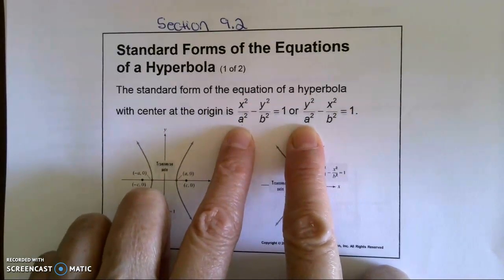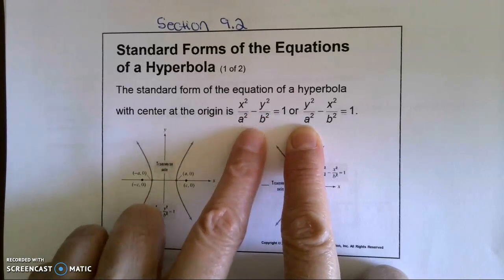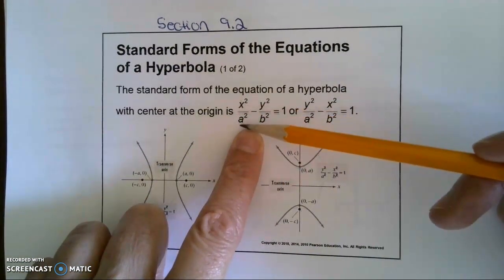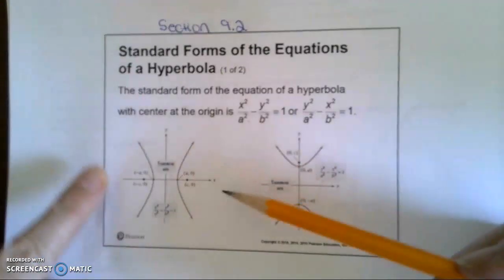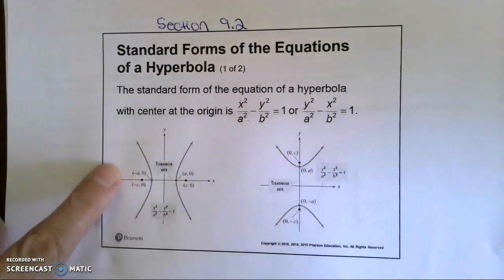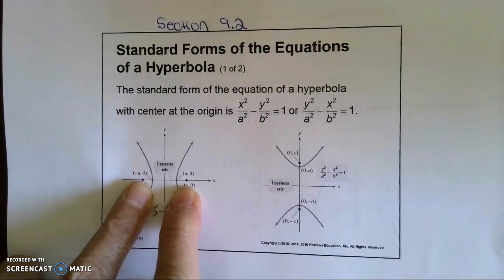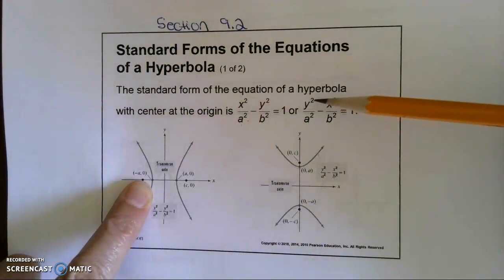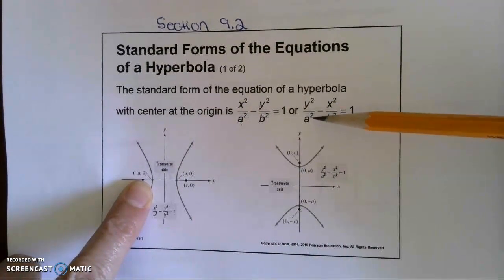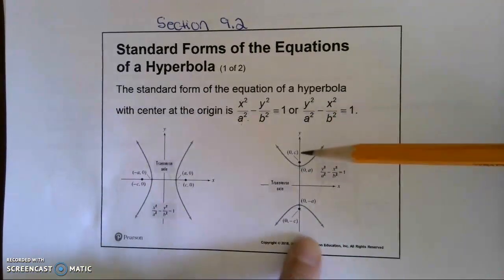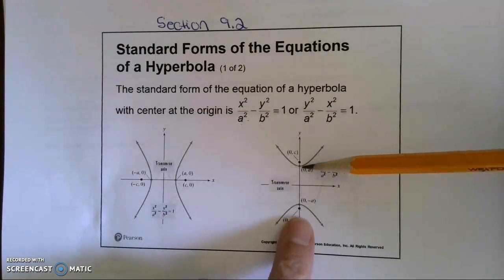Now when you look at these two, an easy way to remember which graph goes with which one is when the x squared is first, then the vertices are on the x-axis. So the vertices are a and negative a. When it starts with y squared, and the second one's negative, then the vertices are on the y-axis. So if you look here, it's a and negative a. Okay, that's the first part.